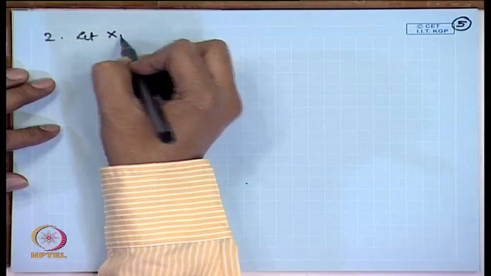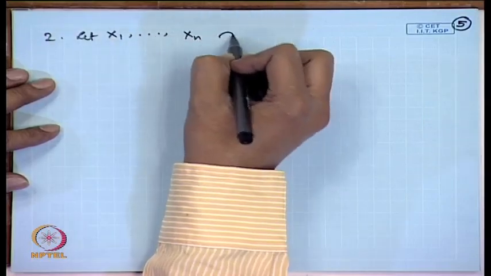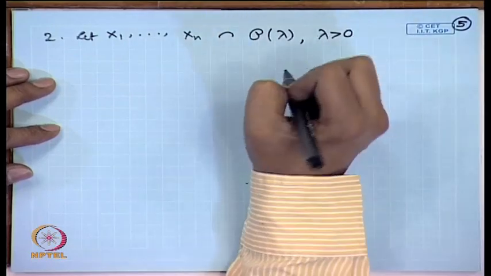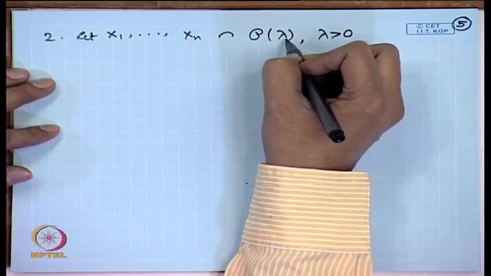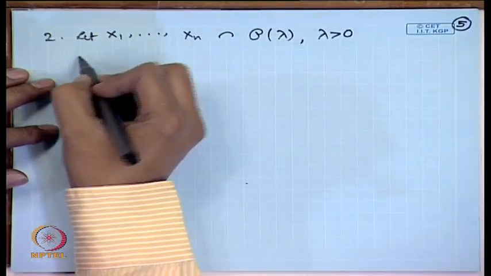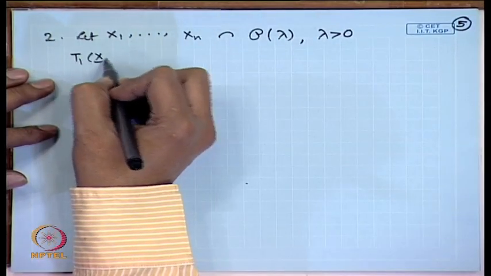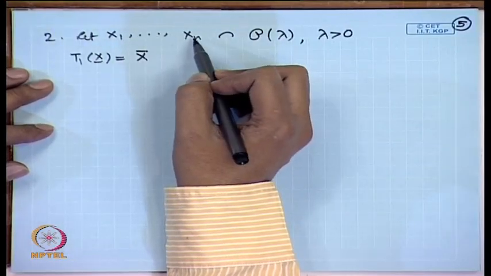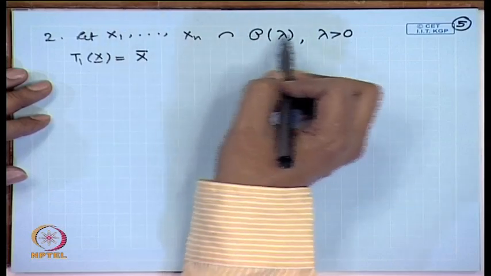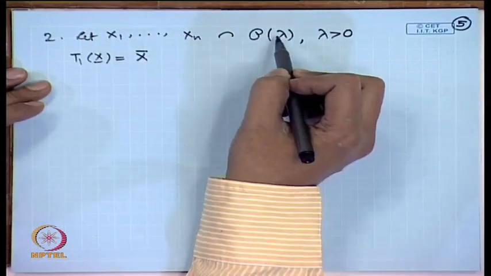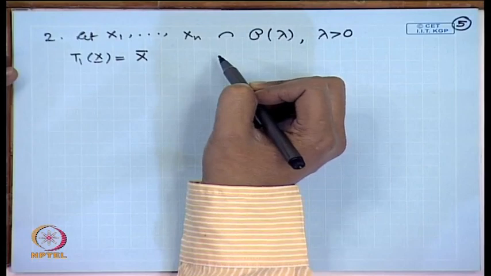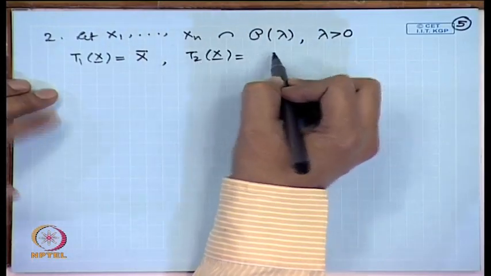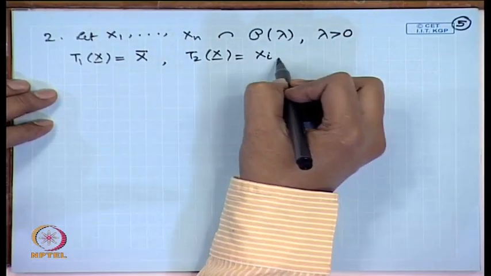Suppose we are having a random sample X1, X2, ..., Xn from a Poisson distribution with parameter lambda. Now, naturally we may be interested to estimate lambda itself. So, we may consider T1(X) as X bar. We know that the first moment of the Poisson distribution is lambda. So, expectation of X1 is lambda, and therefore, expectation of X bar is also lambda. So, this is unbiased.